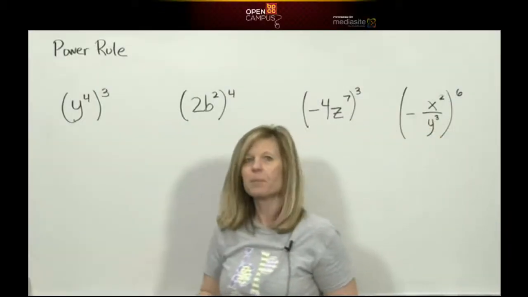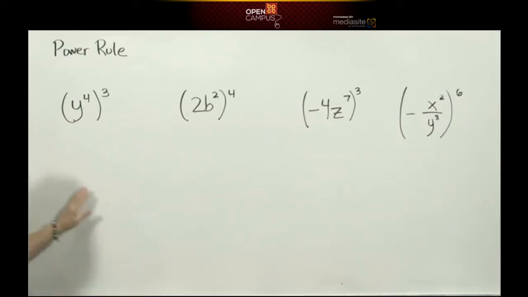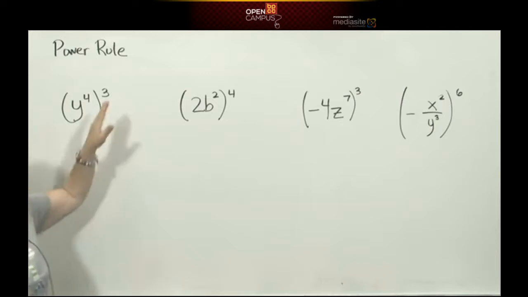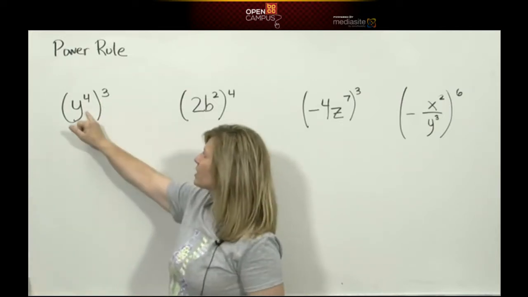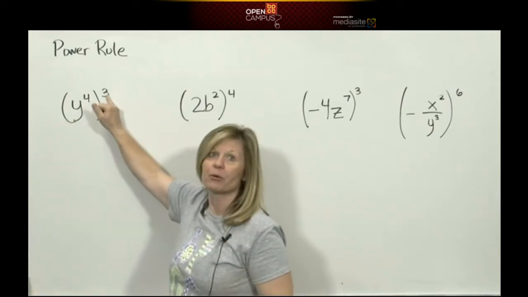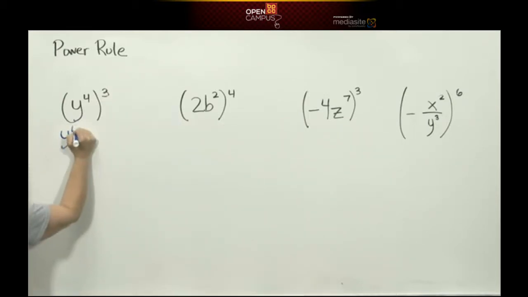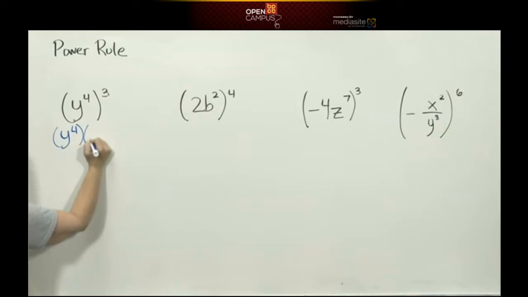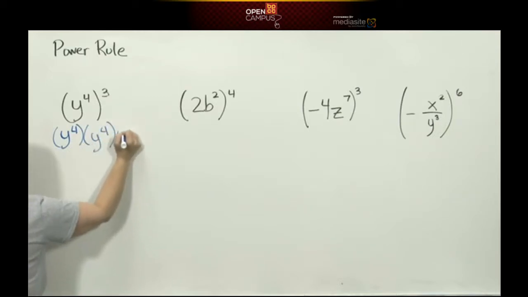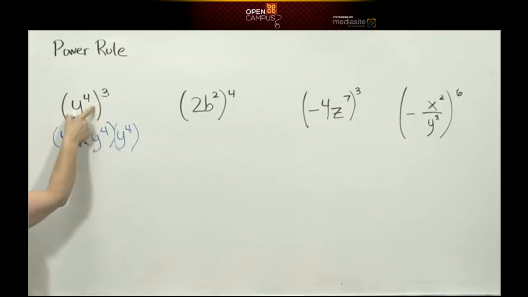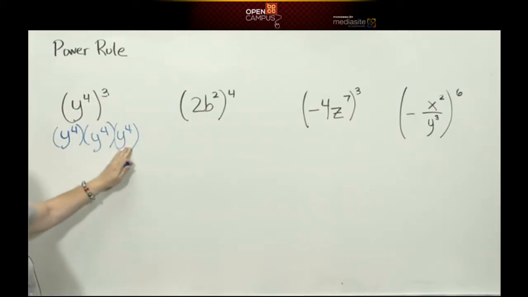Okay, everybody, let's apply the power rule. If you look here, I have y to the fourth, cubed. Now I could work this out the long way. I could write what's inside here, y to the fourth, 3 times. So just to show you the long way, I could write y to the fourth times y to the fourth times y to the fourth, because that's what this exponent means: write what's in here 3 times. And then we're doing the operation of multiplication.